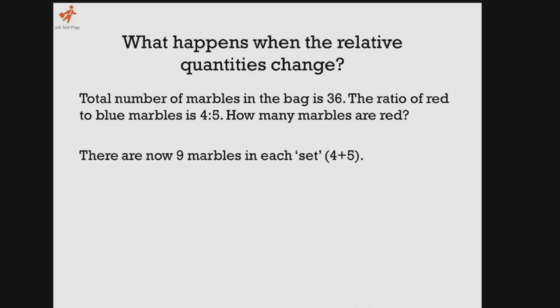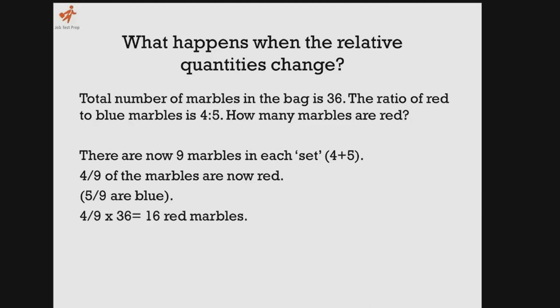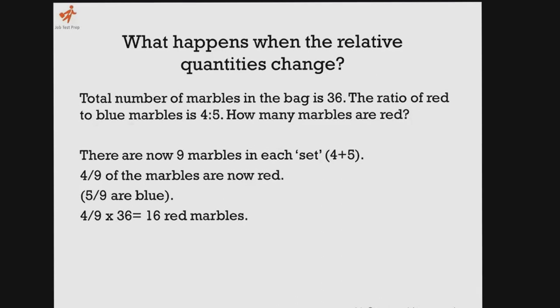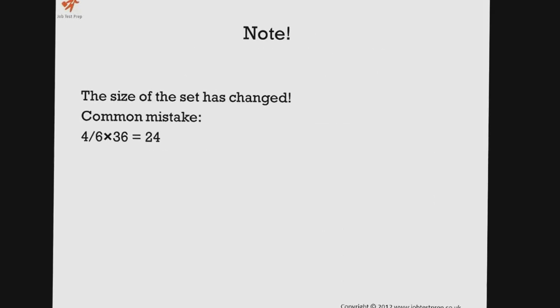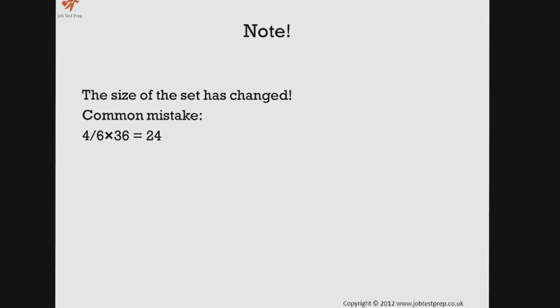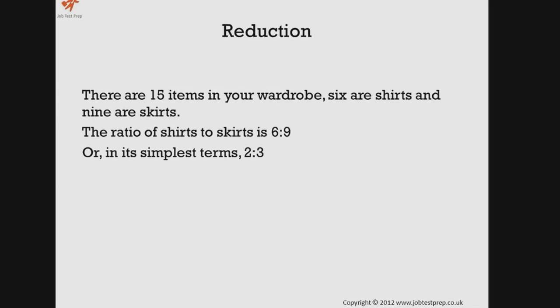The ratio above tells us that there are 9 marbles in each set, that is 4 plus 5. So 4/9 of the marbles are now red and 5/9 are blue. We calculate 4/9 of 36 is 16. That is, there are 16 red marbles. Note that since the total amount of marbles in the set has changed, the set is now composed of 9 marbles rather than 6, as was the case previously. A common mistake here would be to calculate 4/6 of 36, not incorporating the change in the set.